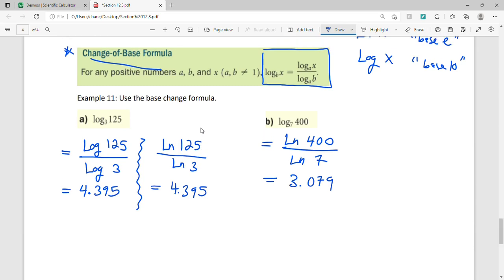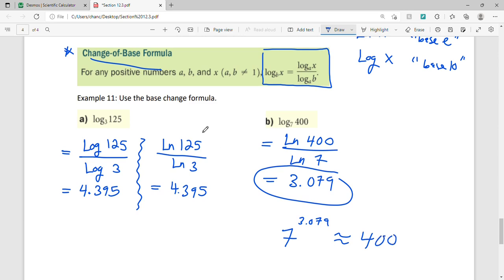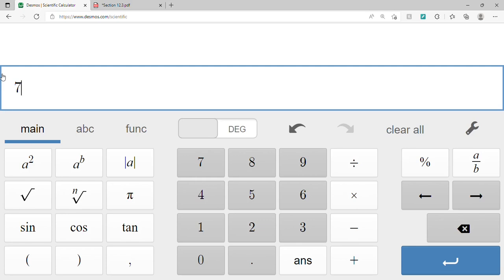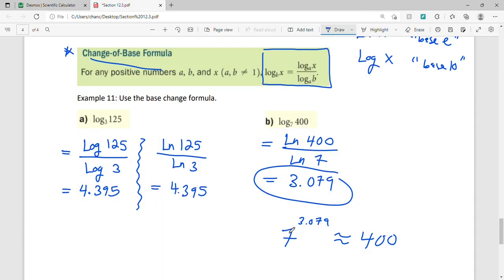And if you want to check your work, you can. You can use your calculator. This is the exponent that we got. So what we're saying is 7 raised to 3.079 should be close to 400. The reason it should be close to 400 is we rounded to 3 decimal places. So let's check it out and make sure we got it right. 7 raised to the 3.079 should be close to 400, and it is very, very close. It's not exact because we rounded. We can check our work for these problems if we choose to.